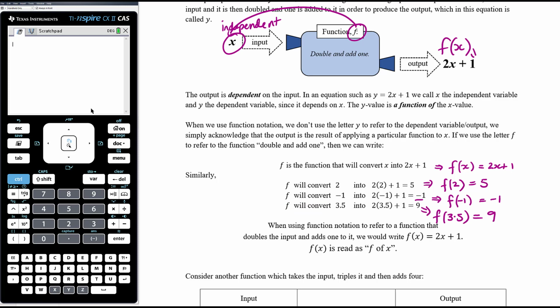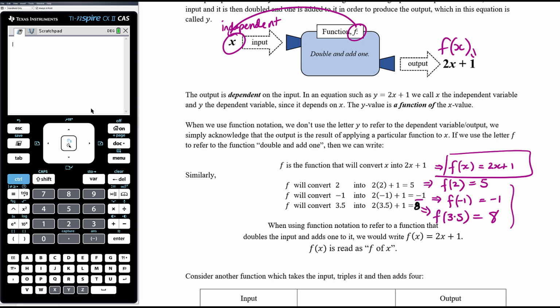So we have this general statement of the rule, f of x is equal to 2x plus 1, but then we can do that for specific values. f of 2 would be 2 times 2 plus 1, which is 5. f of negative 1 would be 2 times negative 1 plus 1, which would be negative 1. f of 3.5 would be 2 times 3.5 plus 1, which is 9. Sorry, it's not 9, is it? 2 times 3.5 is 7, plus 1 is 8. Sorry, can we correct that? That should be 8 in the notes, and f of 3.5 is 8.